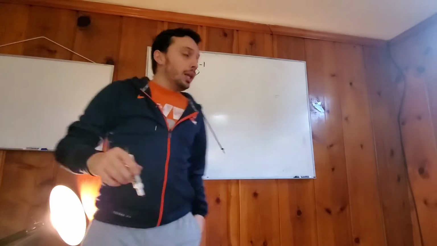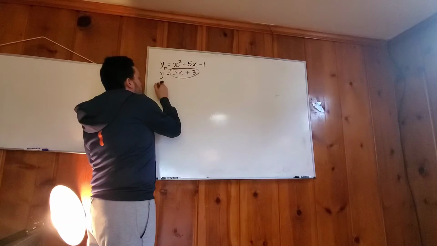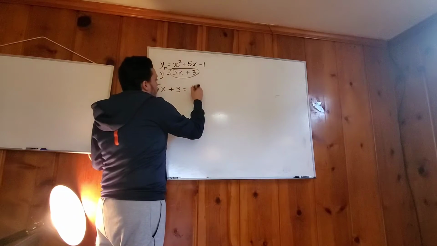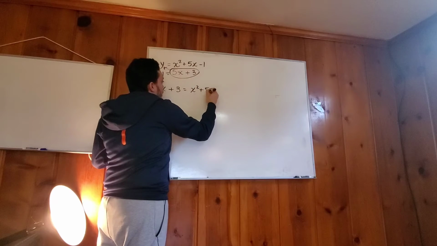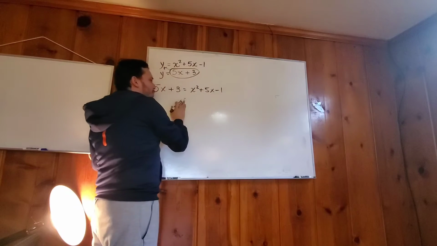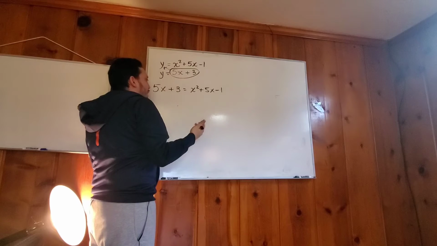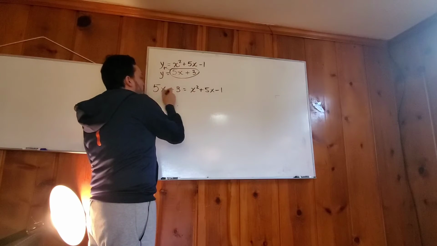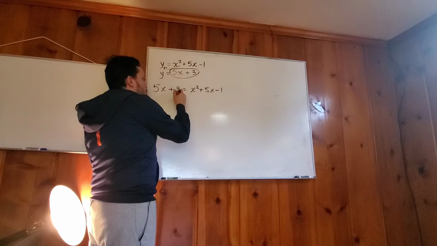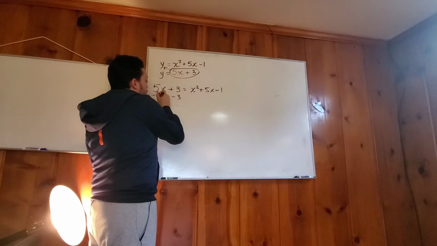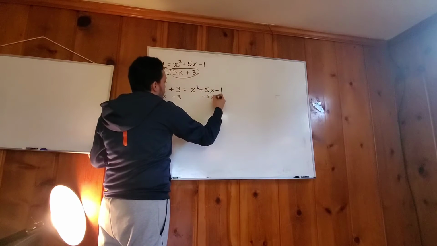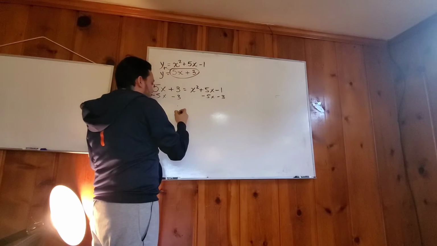So I'm going to rewrite it, and it's going to say 5x plus 3 equals x squared plus 5x minus 1. I think the book has it backward, but it shouldn't matter. It is the same thing. So what I'm going to do is subtract 5x on both sides and subtract 3 on both sides. I'm going to only do this for this example, not for the next one. You guys should know what I'm doing when I'm telling you how to do it.